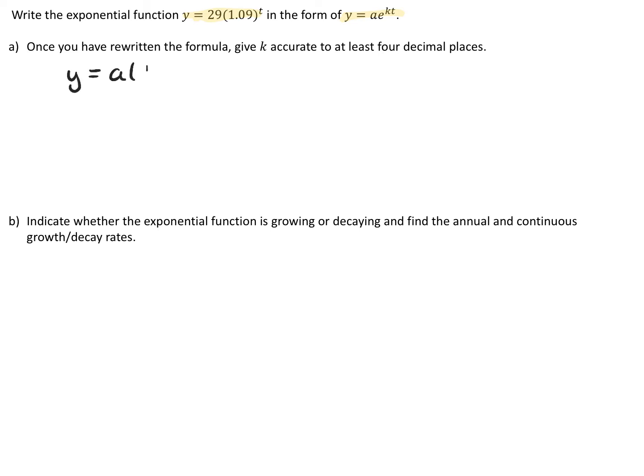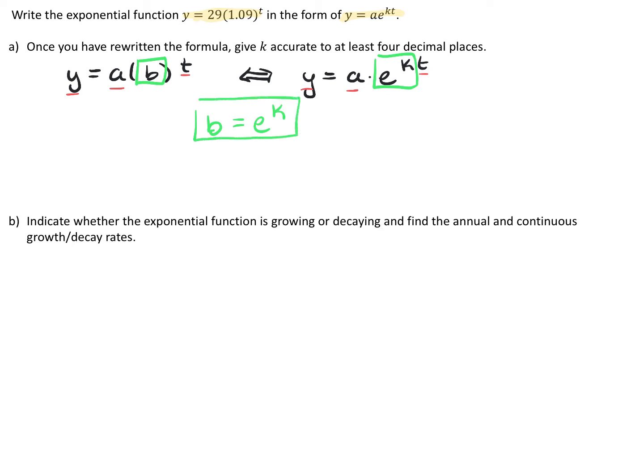Y is equal to a times b to the t is equivalent to y is equal to a times e to the kt, where the equation on the right-hand side shows exponential growth or decay, depending on what value k is. If we take a look at these two formulas, we'll see that y is the same in both equations, a is the same in both, it's raised to the power of t, that's all the same. The only difference is that we have b instead of e to the k. So that must mean that b is equal to e to the k. We can use this equivalence to convert back and forth between the two equations.